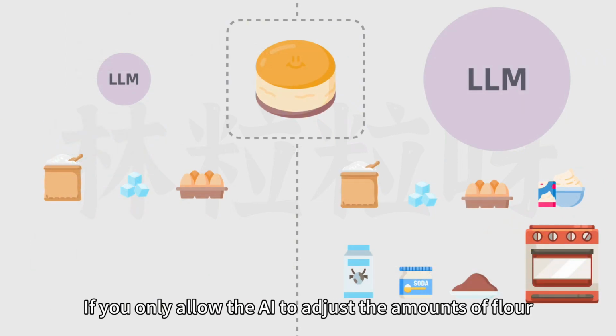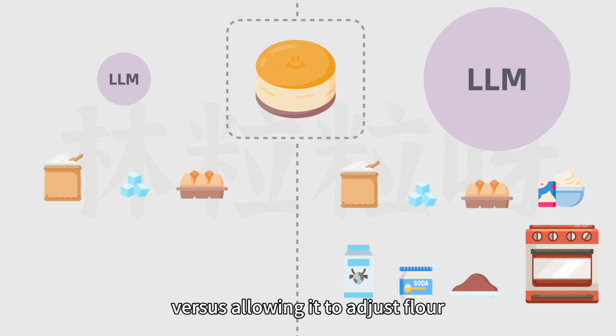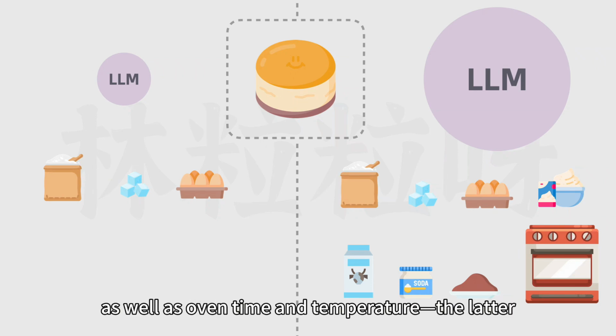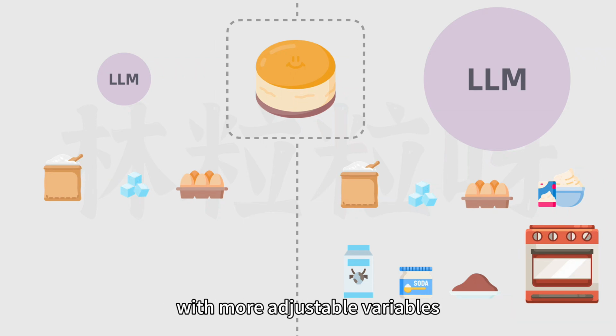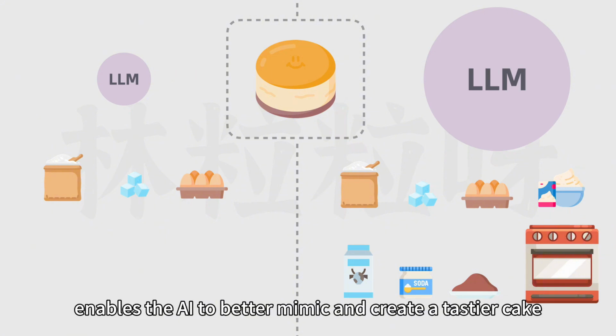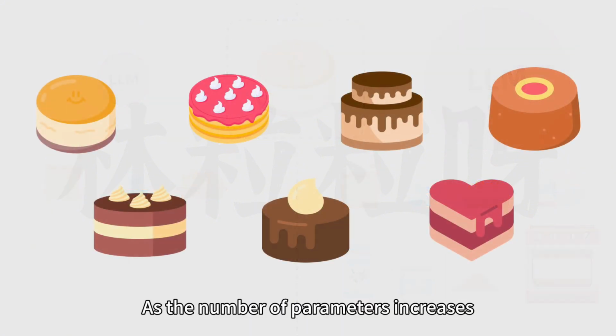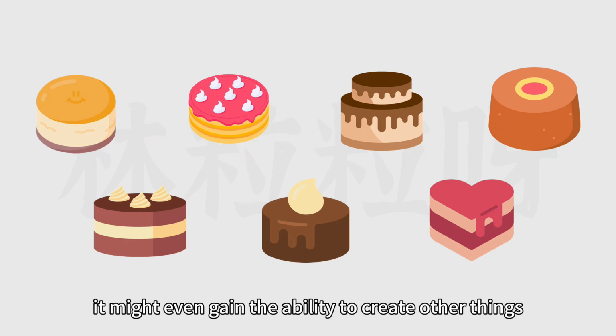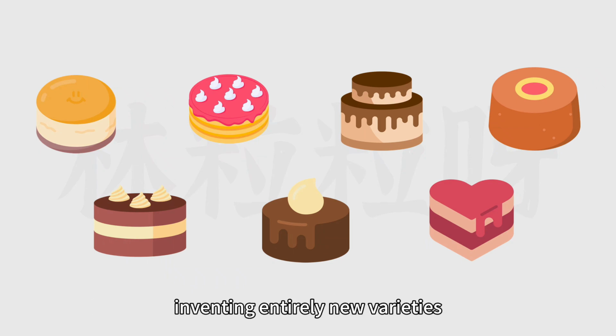If you only allow the AI to adjust the amounts of flour, sugar, and eggs, versus allowing it to adjust flour, sugar, eggs, cream, milk, baking soda, cocoa powder, as well as oven time and temperature, the latter, with more adjustable variables, enables the AI to better mimic and create a tastier cake. As the number of parameters increases, it might even gain the ability to create other things, inventing entirely new varieties.